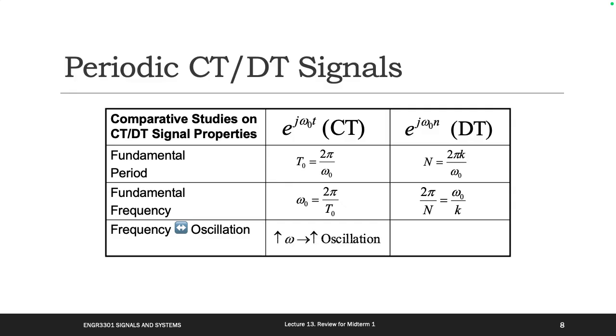Okay. Then for the relationship between the frequency and the oscillation, we know for the CT signals, when omega increases, the oscillation will increase. Because of the relationship here, if you increase omega your period will decrease, and then your oscillation will become larger. That makes sense to you. But for the DT, what's that? Do you remember?